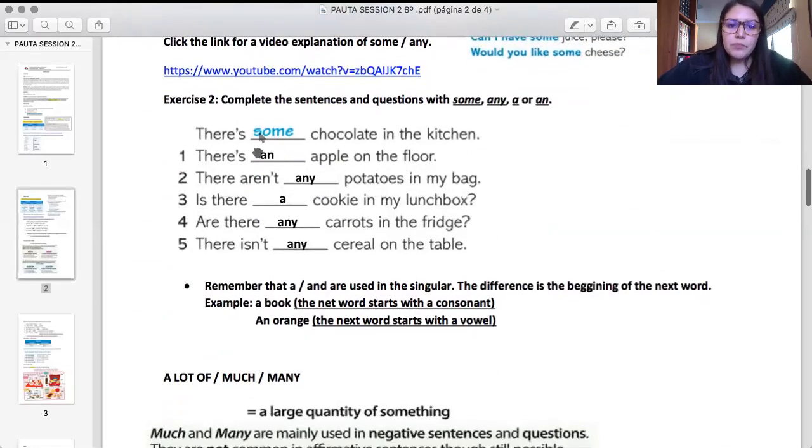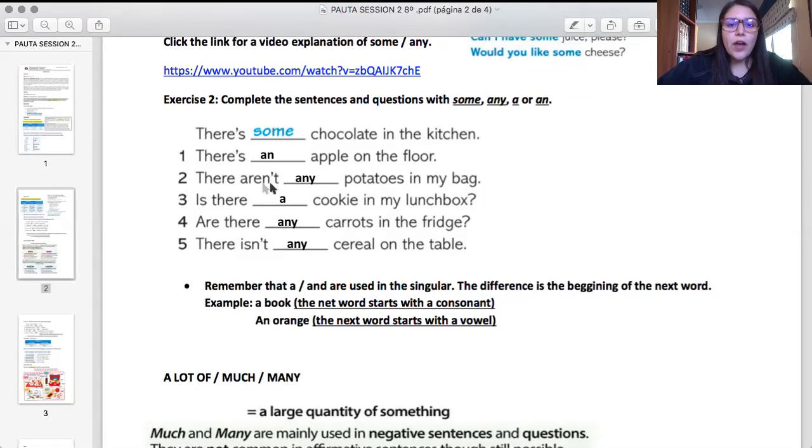You had to complete these sentences with some, any, a, or an. The example is: there's some chocolate in the kitchen. Number 1, there's an apple on the floor. Apple is singular, so it's one apple, and it starts with a vowel, so it goes with an.